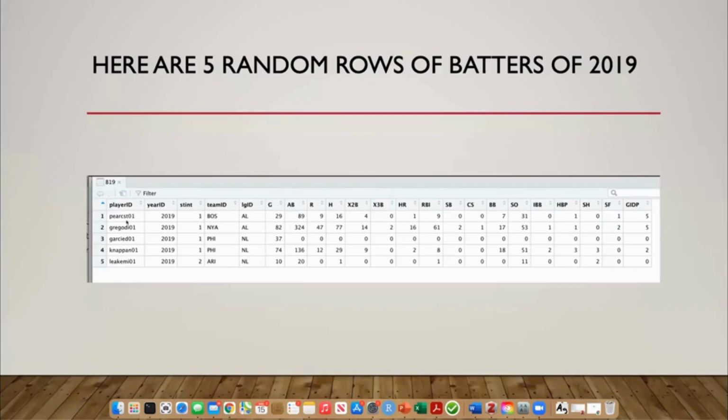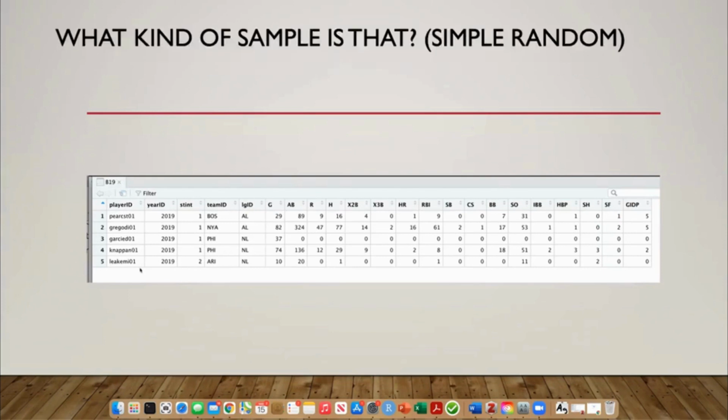Okay, so anyway, you see you got 5 players here. We've got variables in columns. The structure is important. And you don't know how I came up with this, but I used the random number generator to grab 5 random players that matched the criteria, which is okay because I was looking for 2019 batters. So that is a simple random sample.